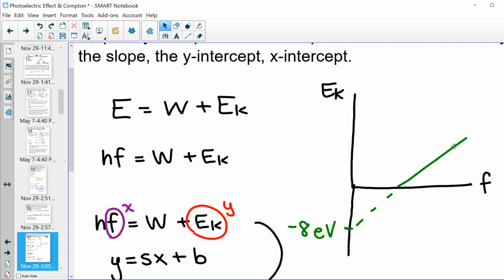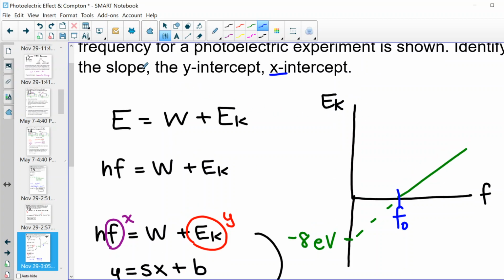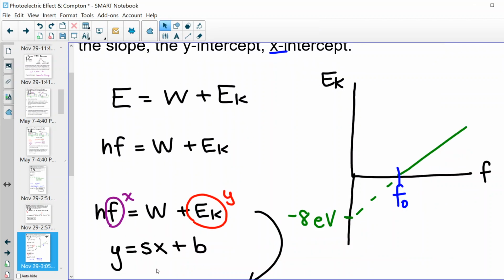The reason this line doesn't start from the origin is that, remember, you don't get electrons flowing right from the very first frequencies. Instead, you only get electrons once you've met the threshold frequency. So the x-intercept right here is actually the threshold frequency, because below the threshold frequency no electrons flow, and above the threshold frequency they do. So we've just answered this part with the x-intercept. Now, to identify the slope and the y-intercept, we have to match the graph to y equals sx plus b.